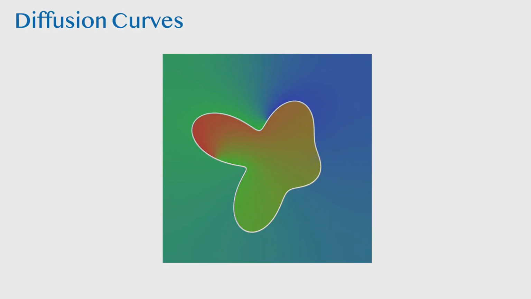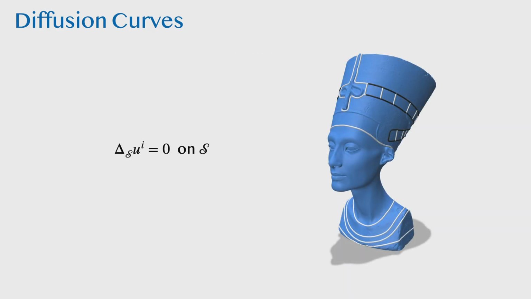So diffusion curves were originally developed as a compact representation of images, where you just define the colors on the curves and then solve the PDE to get the color over the whole plane, sorry. And so this can be extended to surfaces, though. And you just replace the Laplace equation with the Laplace-Beltrami equation. And the Laplace-Beltrami equation is solved independently for each color channel, red, green, and blue, where the subscript i is denoting that color channel.